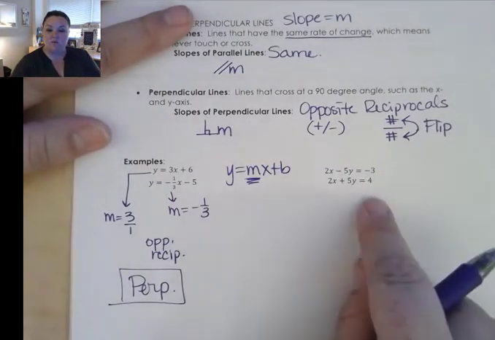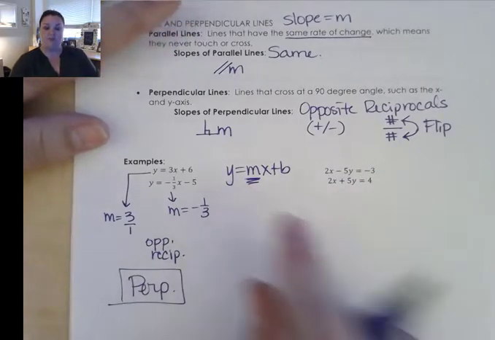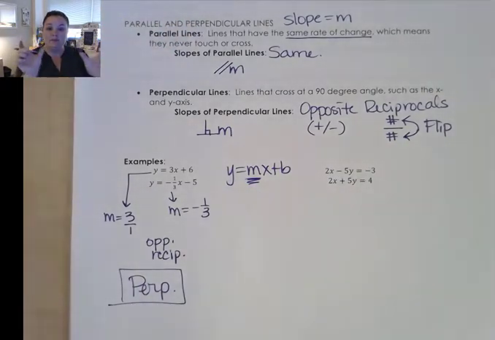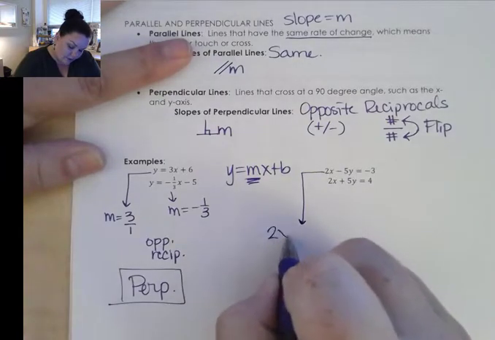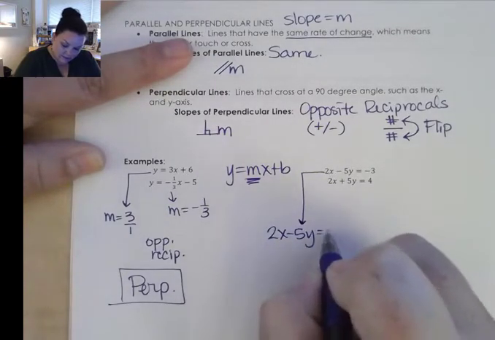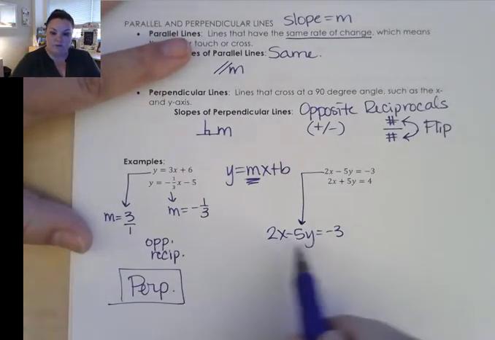Same idea on this one, except this one, the two lines are not written in slope-intercept form. So the first thing I want to do is write them both in slope-intercept form so that I can compare their slopes. So I'm going to bring one over here, 2x minus 5y equals negative 3, and then I'll do that one next. Okay, so I want to solve this for y.